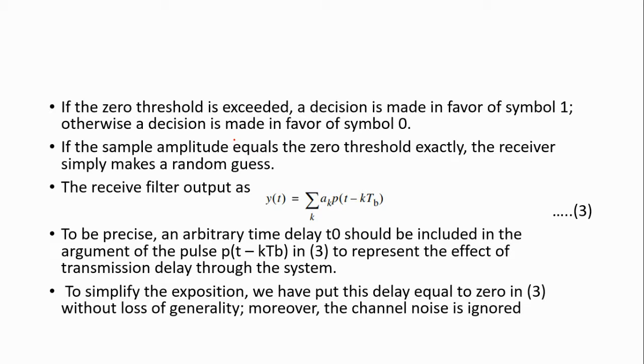The receiver filter output y of t is equal to summation a k p of t minus k tb. Here p of t minus k tb is the pulse. It represents the time delay of the system, and it also represents the transmission delay through the system. Here we consider the delay to be equal to 0 and the channel noise is ignored.